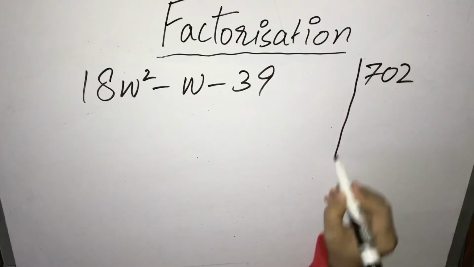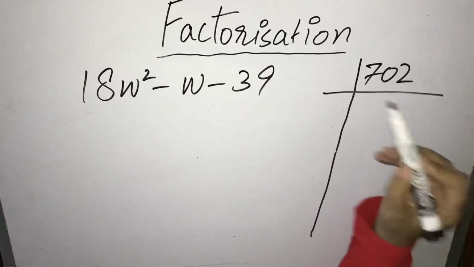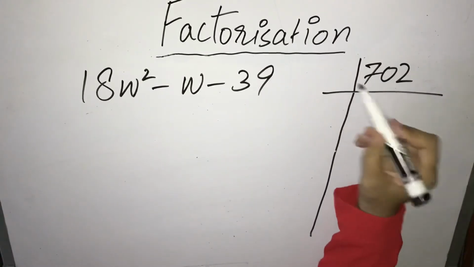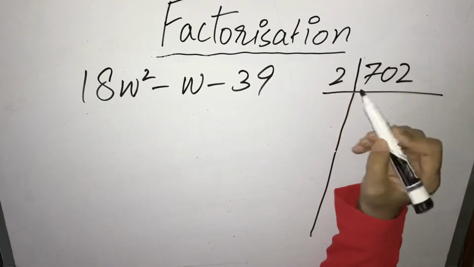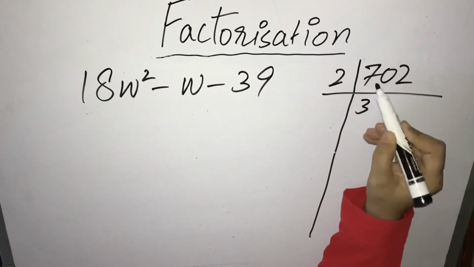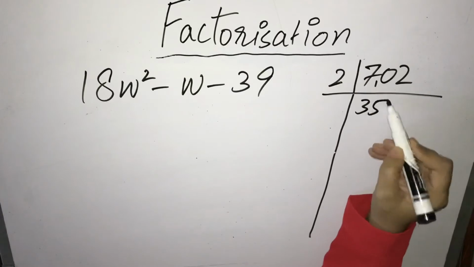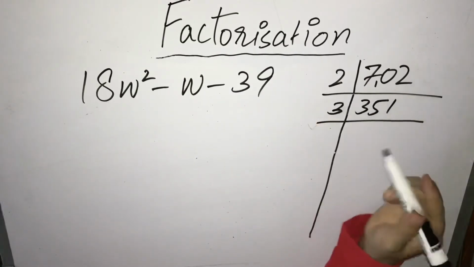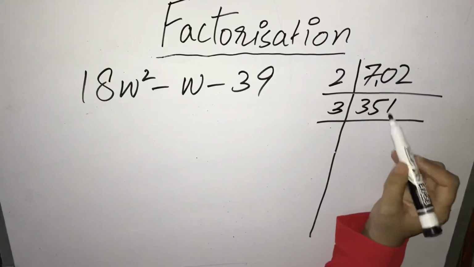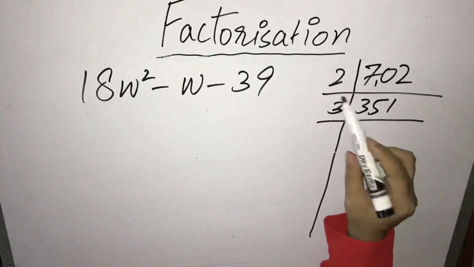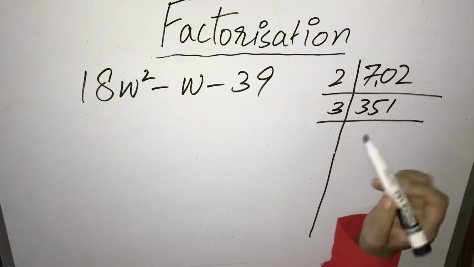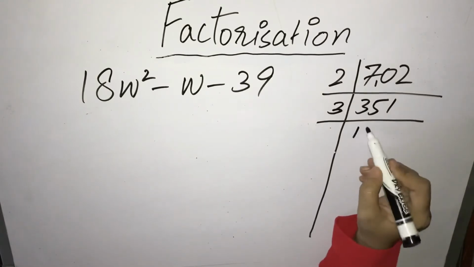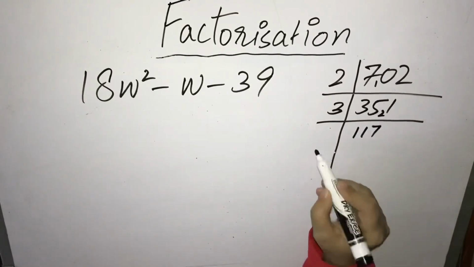Instead of that, we make the ladder of 702. Ladder will also give us factors. When we have a bigger number, we go to ladder. 2 3s are 6, 7, 2 5s are 10, 2 1s are 2, 3 1s are 3. I cannot take 2 again, as the last number is odd. It means that it is not divisible by 2. 3 1s are 3, 3 1s are 3, 3 7s are 21.